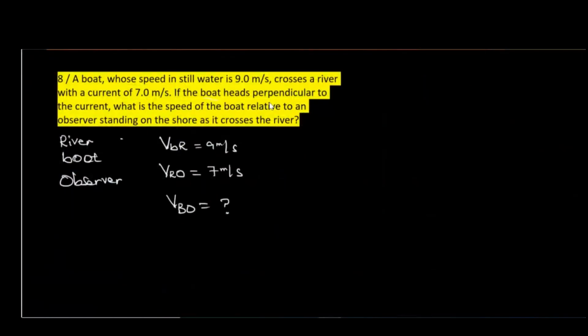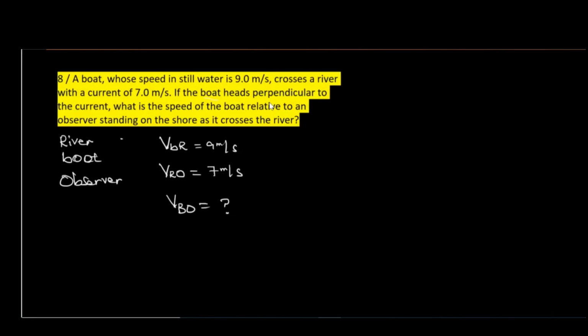All right, let's go to the last problem, which is about relative motion. Let's read the problem first. A boat whose speed in still water is 9 meters per second, this is the boat's speed, crosses a river with a current of 7 meters per second. If the boat heads perpendicular to the current, and perpendicular is very important, what is the speed of the boat relative to an observer standing on the shore as it crosses the river?